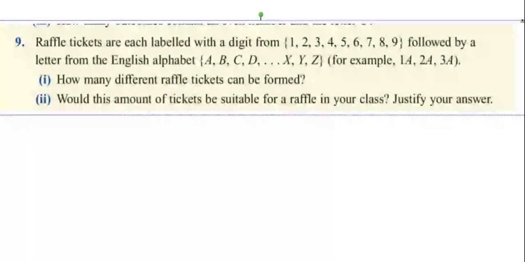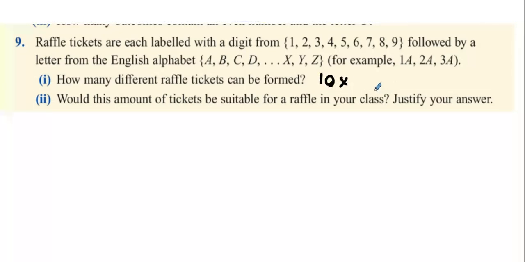So, raffle tickets are each labelled with a digit 1, 2, 3, 4, and so on. So that's 9 numbers, yeah? If you included 0, it'd be 10 numbers. Followed by a letter from the English alphabet. How many different tickets can be formed? 10 multiplied by, anybody? 26 letters in the alphabet, lads. 260 tickets. Make sense?